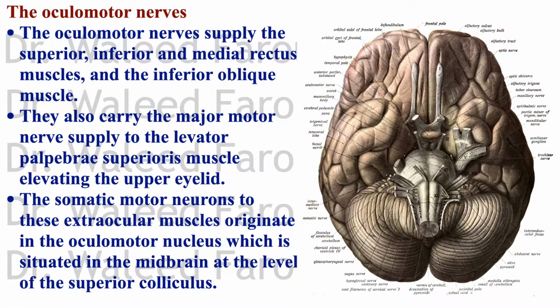These are the oculomotor nerves. See, they emerge from between the midbrain and the pons. They supply all the muscles of the orbit except the superior oblique and the lateral rectus, the superior oblique being supplied by the trochlear and the lateral rectus being supplied by the abducens nerve. In addition to the supply of the extraocular muscles, they also supply the levator palpebrae superioris muscle, elevating the upper eyelid.